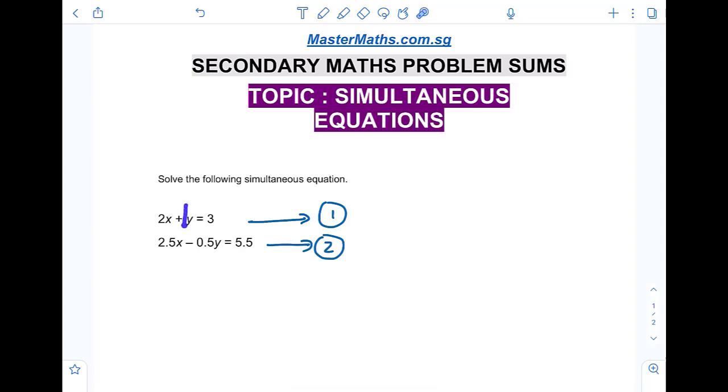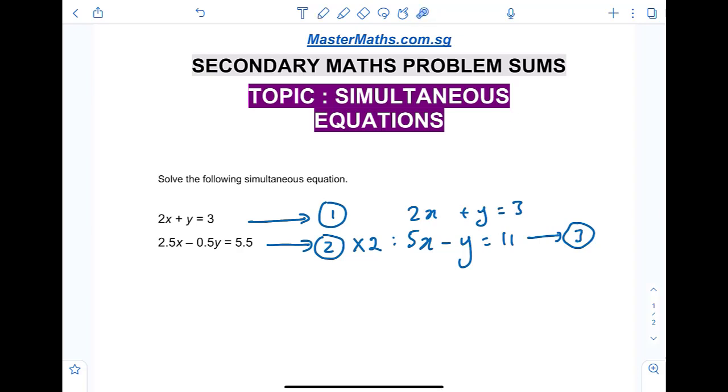Over here is 1y, over here is negative 0.5y. Try and make this 1y. How to do that? Take the second equation times 2. So when you do that, you will have 2.5x times 2, that will be 5x - 1y = 11. This becomes your third equation, and the original first equation is still there, okay? 2x + y = 3.